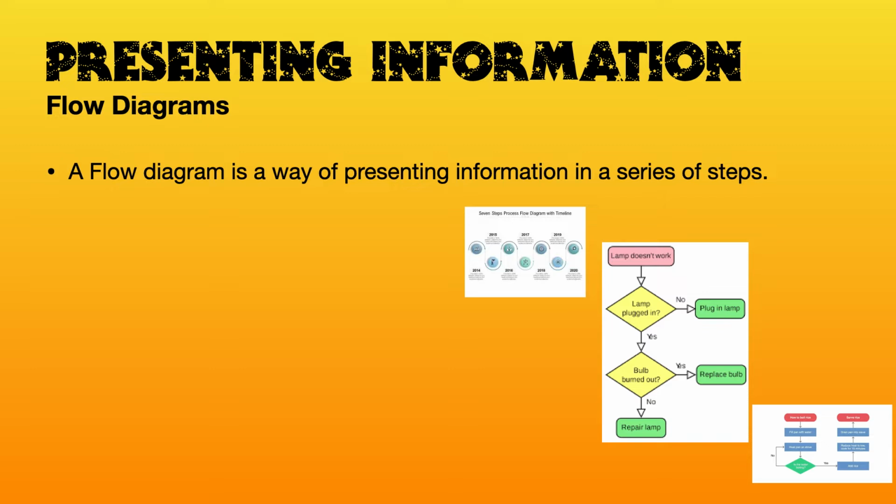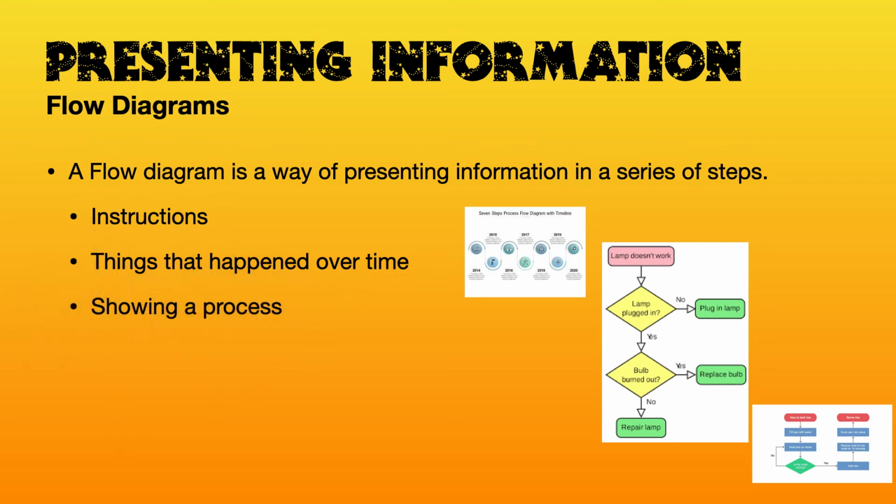So we organised our information into a table last week. Now we're looking at the different types or different formats we could use for presenting information. And we're going to start with a flow diagram. So a flow diagram is a way of presenting information in a series of steps. So for example, you would use a flow diagram to give instructions, to show things that have happened over time, to show a process, or you could use it for decision making.